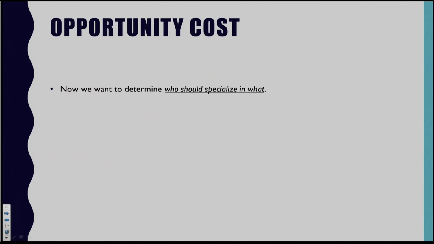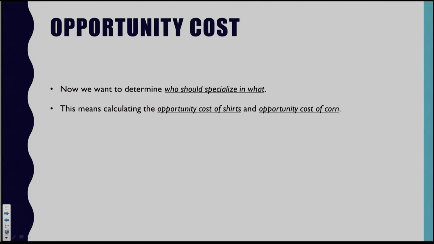Now we want to determine who should specialize in what. Remember, this means calculating the opportunity cost of shirts and the opportunity cost of corn. Now, I know you might be thinking, but wait a minute, if one has the absolute advantage in one and one in the other, then we already know how to divide up the tasks. And you know what? You're exactly right. But this is the approach you're going to need to take on quizzes and tests, because I'm going to be adding on other parts of the problem set, and you'll need opportunity costs. So we're just going to continue along this way.